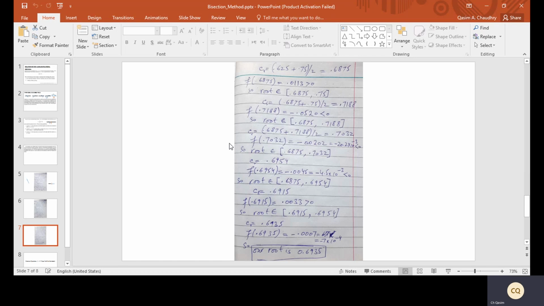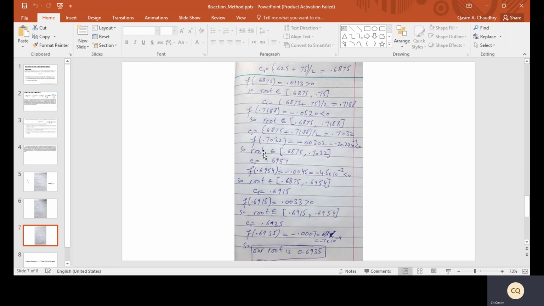Similarly, students, now the next value, C6, is 0.7032, and F of this one is equal to minus 0.0202. Students, I have written in this form as well. I will explain why I have written it here. Otherwise, you don't need to do this. But I will explain what the reason and motivation behind it was. So at the end, I will let you know.